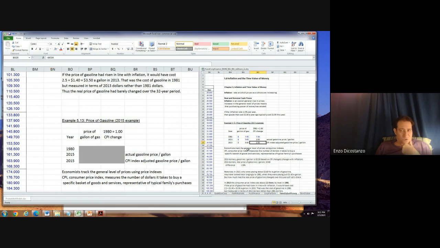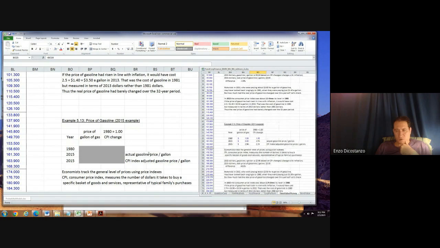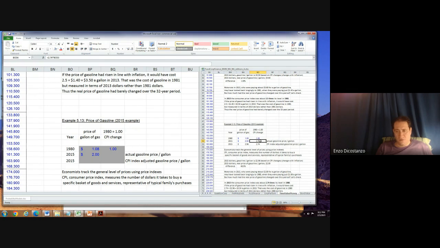This is another one that's similar. This is the 2015 example, where again our base is 1980. It's a dollar eight, I guess, in 1980. Today it's 2015, it's $2. So again, how do we get the 2.74?